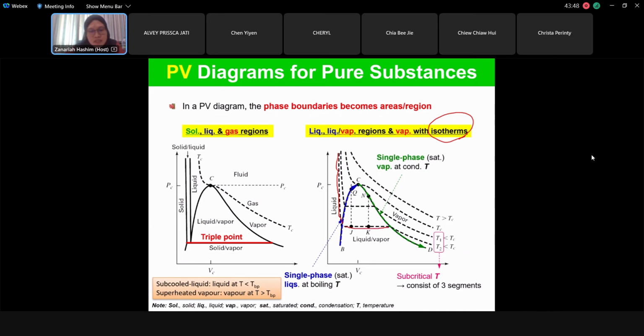So in between this point and this point, the liquid and vapor coexist. Once it reaches this point on the saturated vapor line, it becomes saturated vapor. If you increase the temperature again, it will become vapor, 100% vapor. So you can trace the behavior of the substance according to the isotherm.